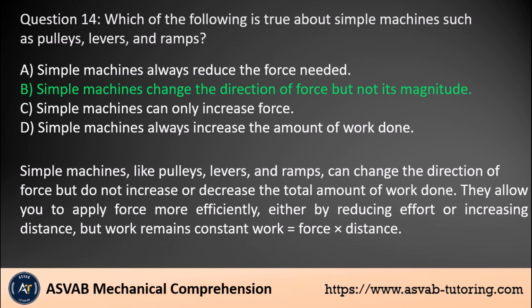Explanation: simple machines, like pulleys, levers, and ramps, can change the direction of force but do not increase or decrease the total amount of work done. They allow you to apply force more efficiently, either by reducing effort or increasing distance, but work remains constant. Work equals force times distance.